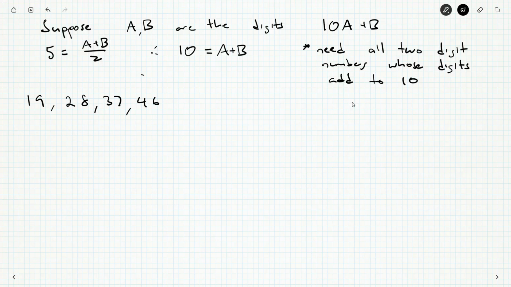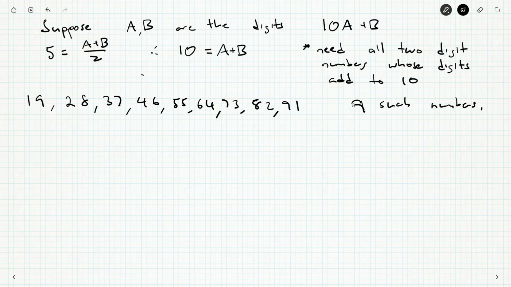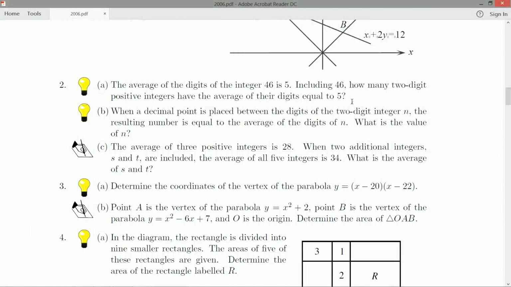And that's a little confirmation that we're doing this right. We do get 46. 5 and 5, 64, 73, 82, and finally 91. This is the list that we have to make. So 1, 2, 3, 4, 5, 6, 7, 8, 9. We have 9 such numbers. We were asked not for the list, but just how many 2-digit numbers. 9 2-digit numbers have their digits averaged to 5.